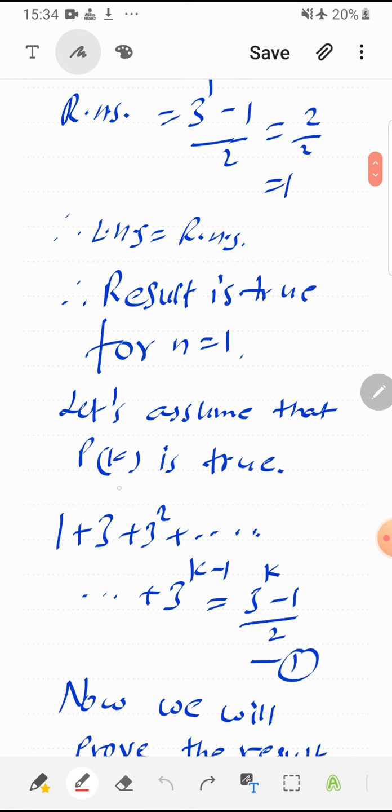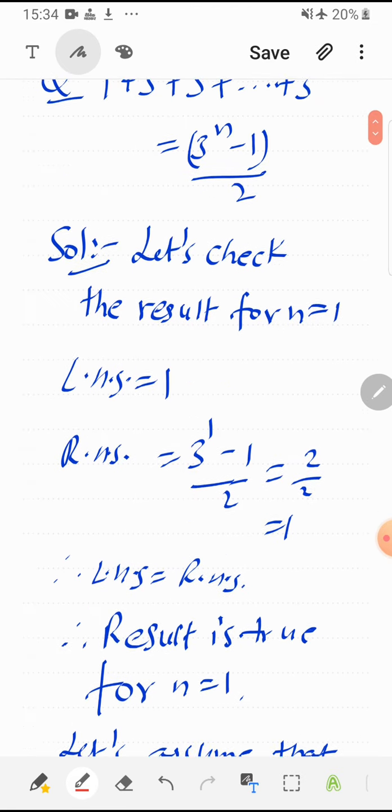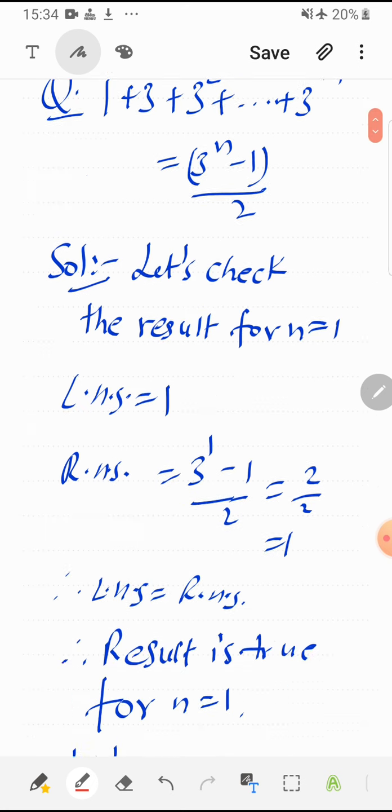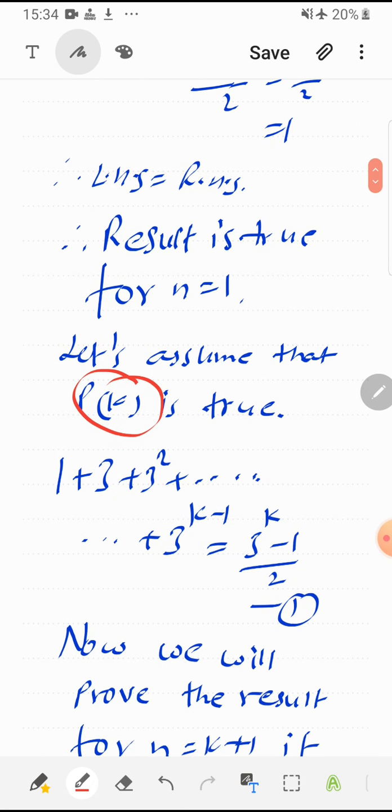Now let us assume that P of k. What is P of k? Sometimes we write this statement as P of n. So that means we are assuming this for P of k, for n is equal to k. So we write this as P of k. So let us assume that the result is true for P of k. That means instead of n we have to write k everywhere. So this becomes equation number 1.